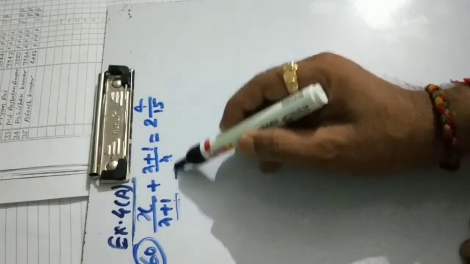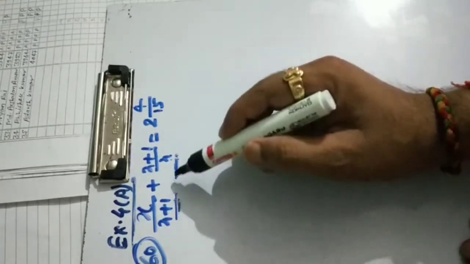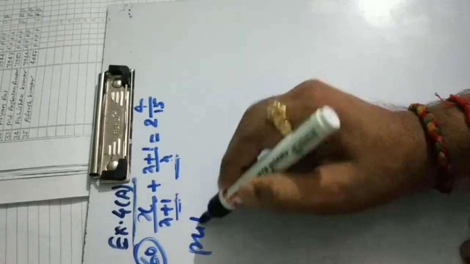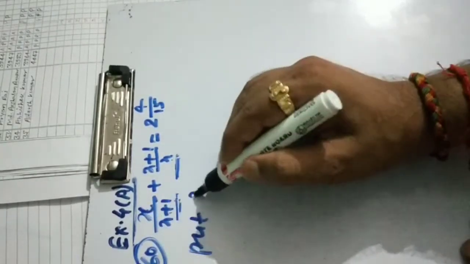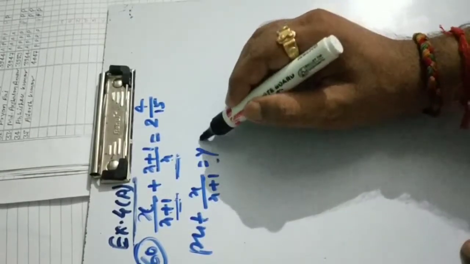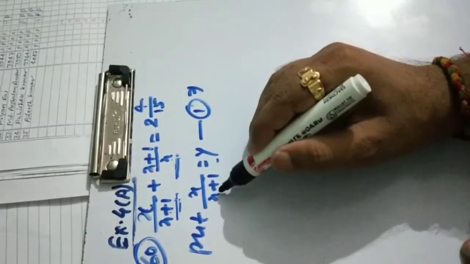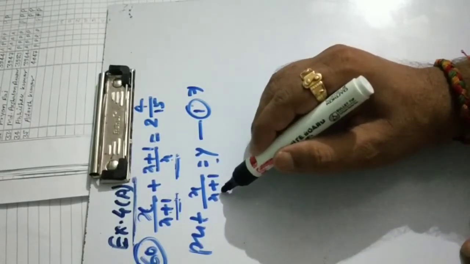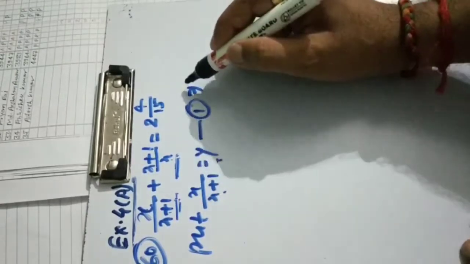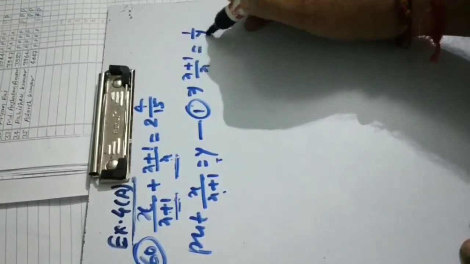So if this type of question is given in which both the terms are reciprocals of each other, then in this type of question we have to put, let us put x upon x plus 1 as y. Then let us consider it as equation first. This implies that if we take the reciprocal of LHS, then we have to take the reciprocal of RHS also. Then x plus 1 upon x will be equal to 1 upon y.